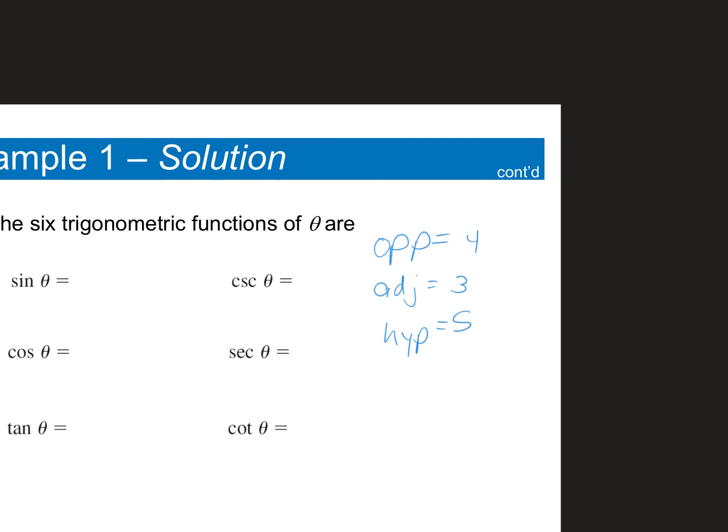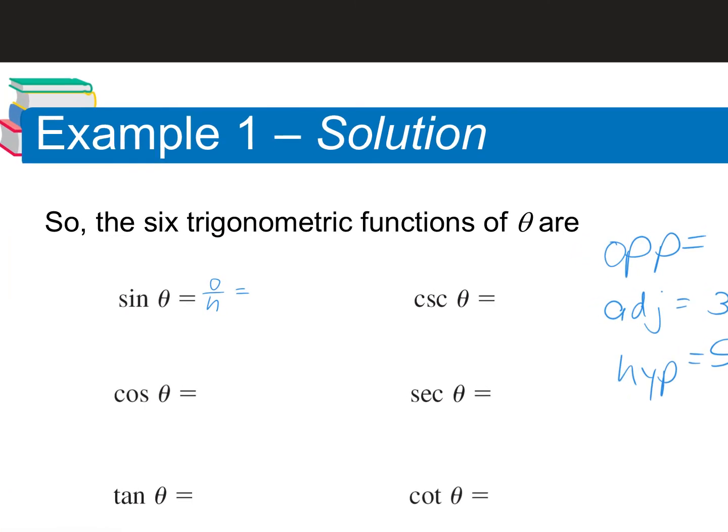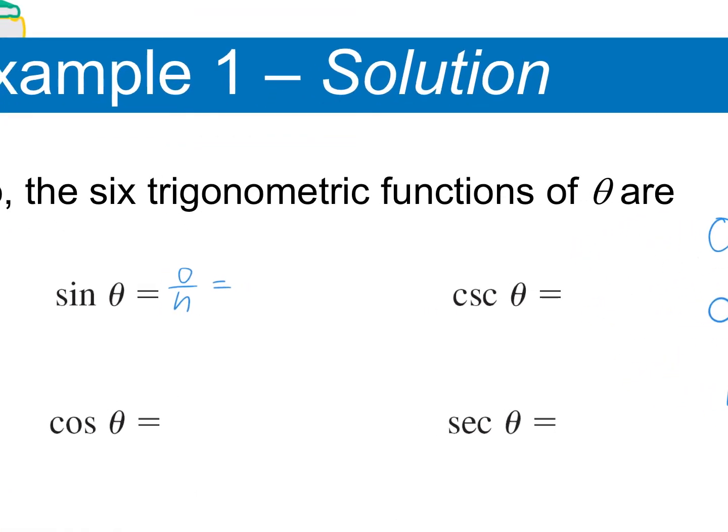So we're going to go through this one fairly quickly because this is a very straightforward problem. Sine, remember, is opposite over hypotenuse. So it's what over what? 4 over 5. Good. So go to the right. My cosecant is going to be hypotenuse over opposite. So it's what? 5 over 4.